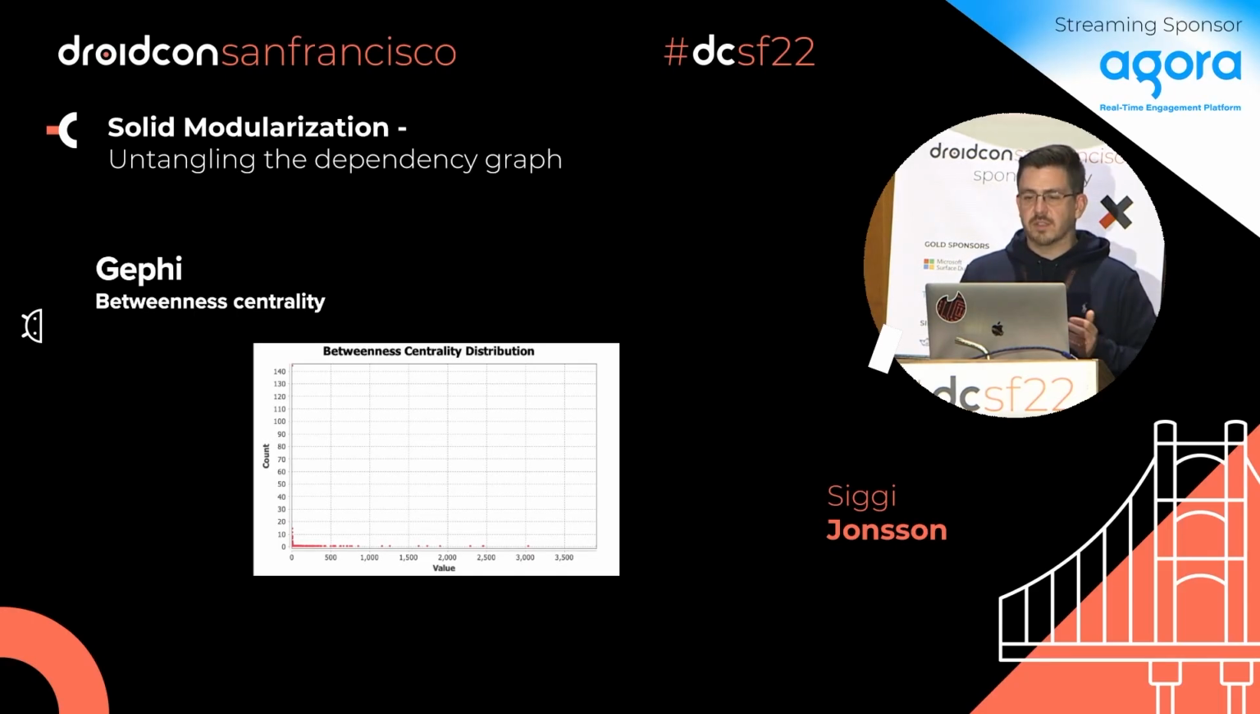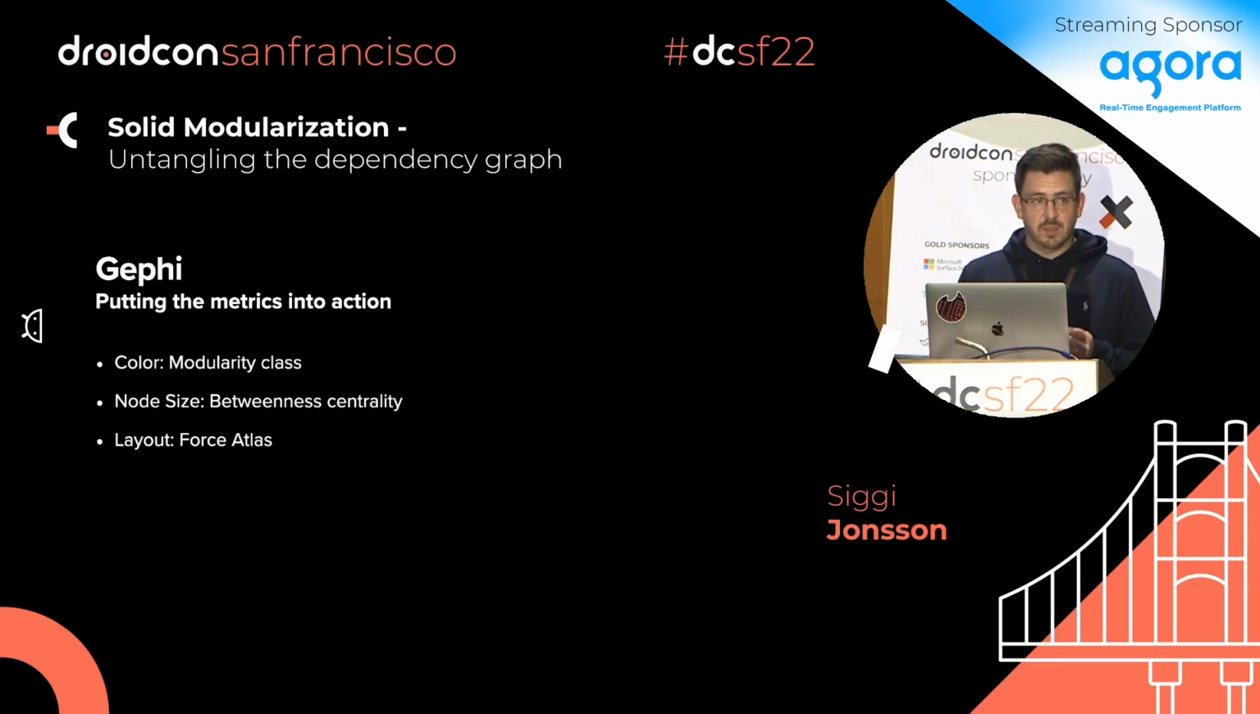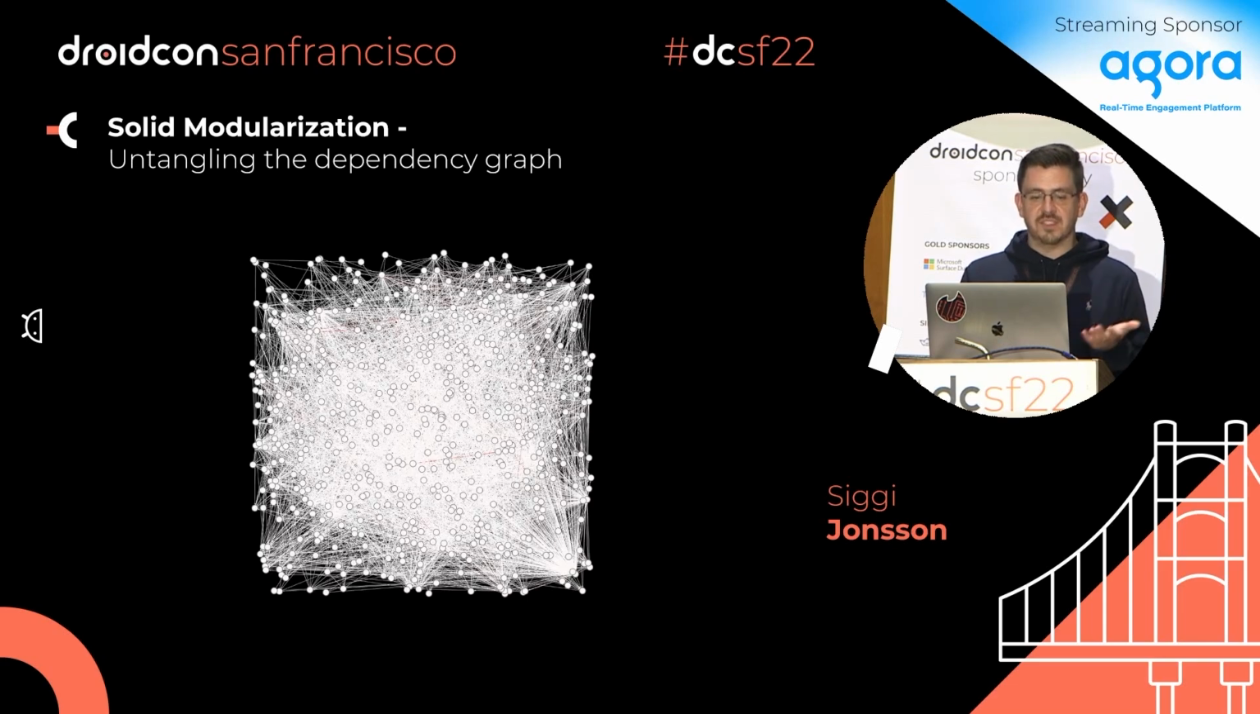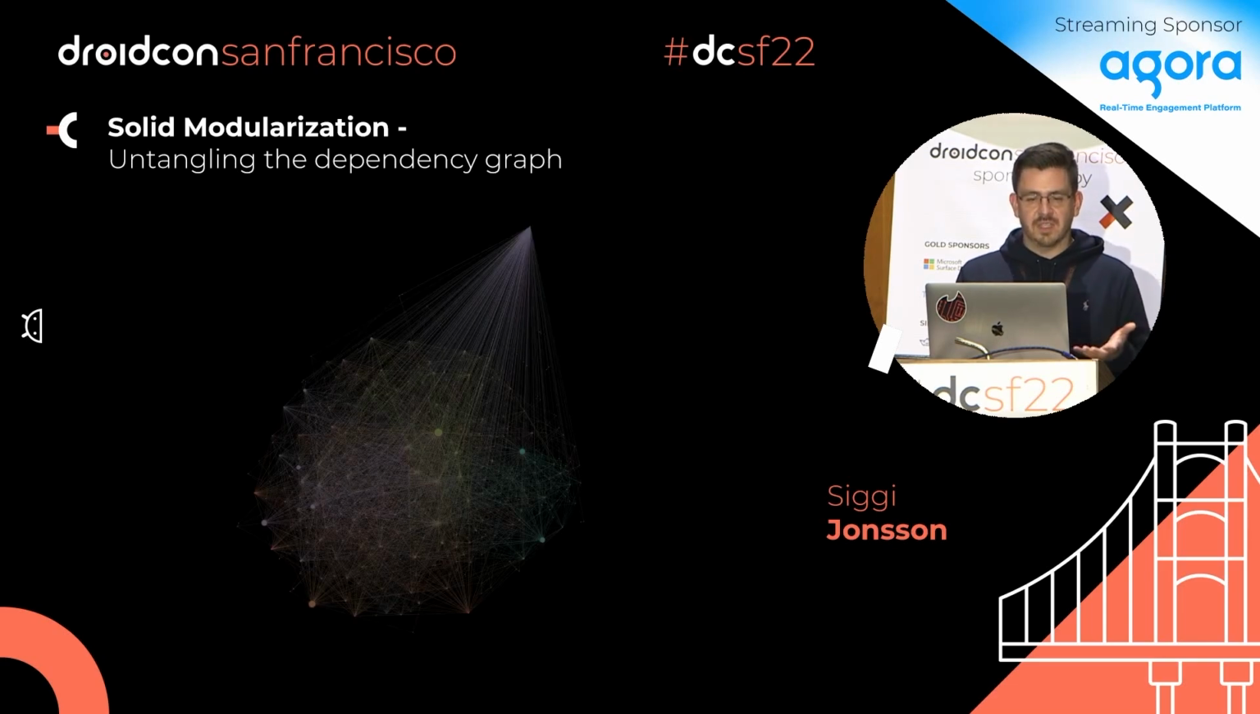And putting these metrics into action, we can ask Gephi to color our graph based on the modularity class. We can have the node size be represented by the betweenness centrality of the nodes, and we can use a graph layout called Force Atlas that renders the graph and turns it from this into this, which we can then start navigating and reasoning about.